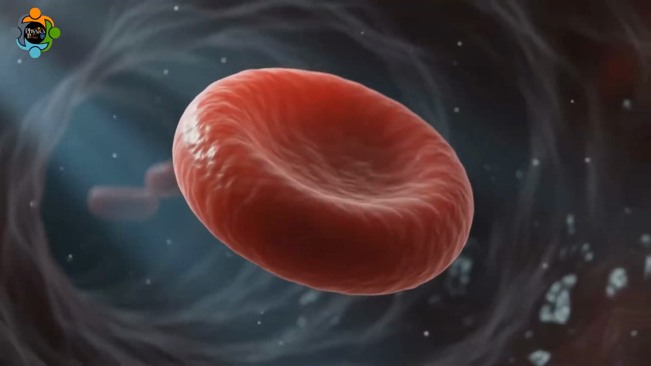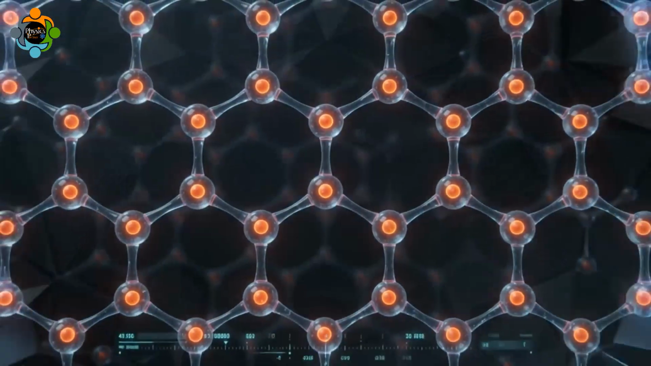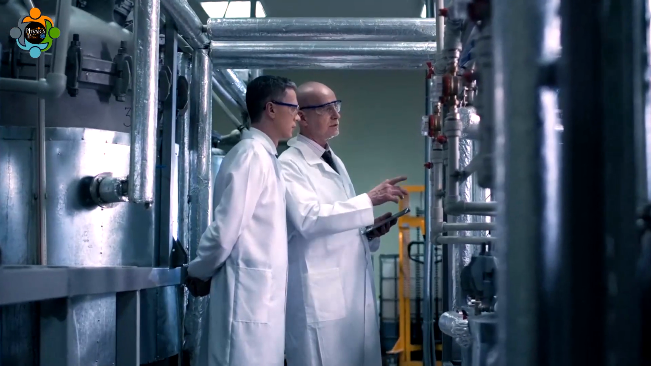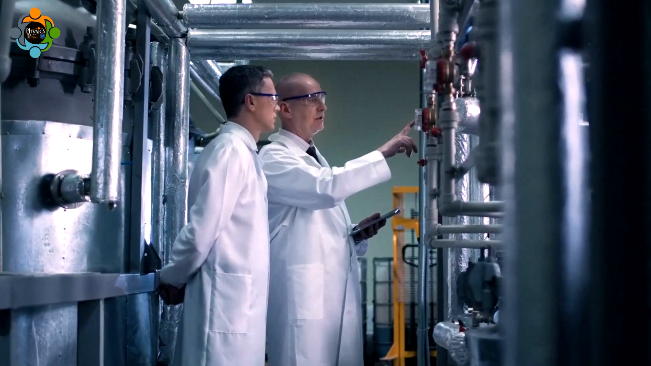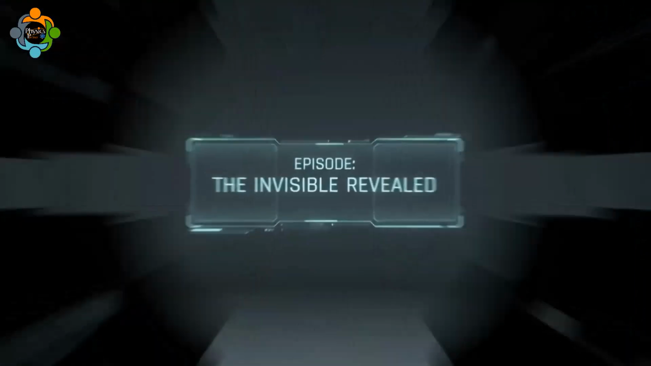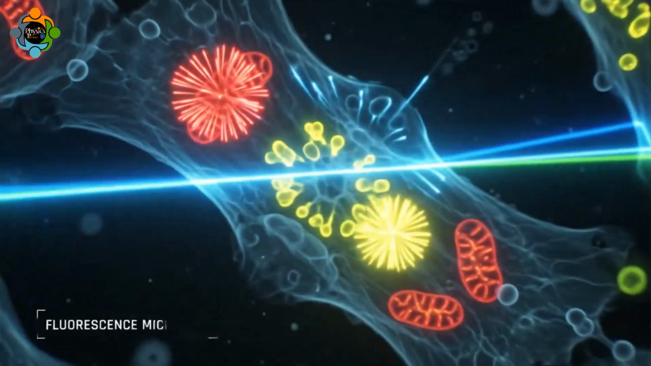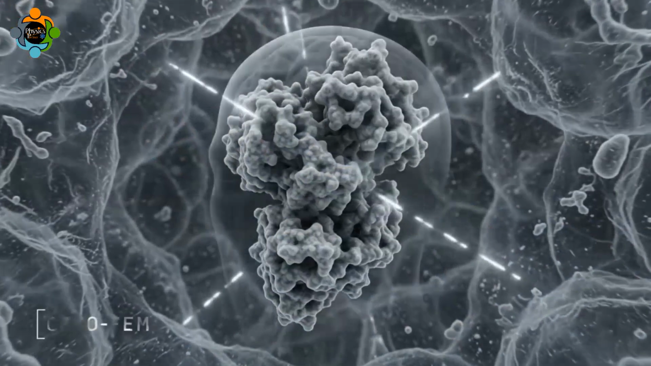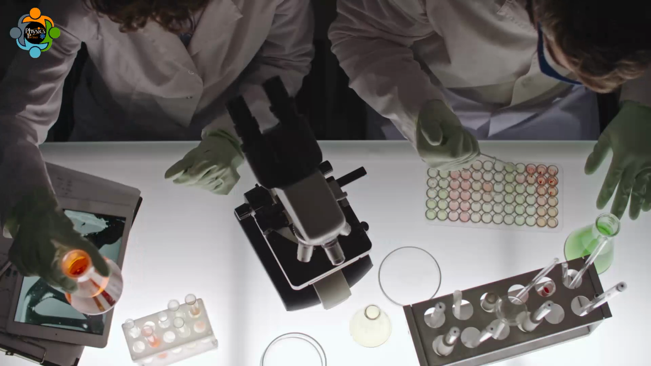We are talking about a world smaller than the wavelength of visible light, a realm that is by definition invisible to a standard microscope. So, how do biophysicists peek into this hidden universe? They use clever physics to see the unseeable. And in this episode, we will explore 3 powerful tools that make it possible: fluorescence microscopy, cryo-electron microscopy, and MRI. Let's start with fluorescence microscopy.